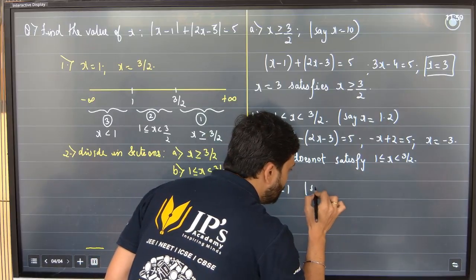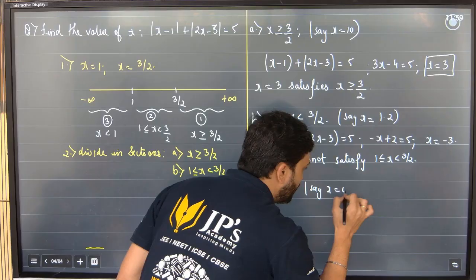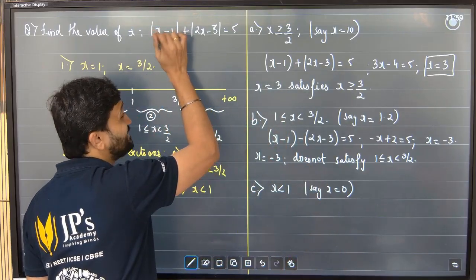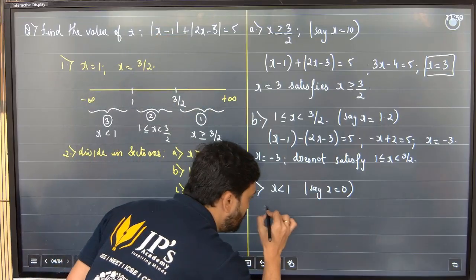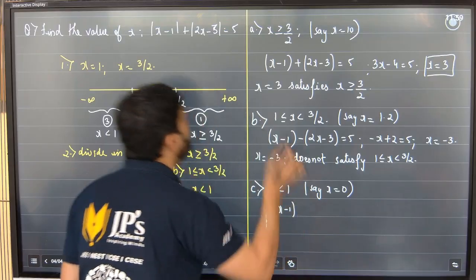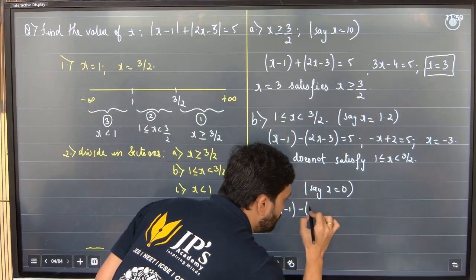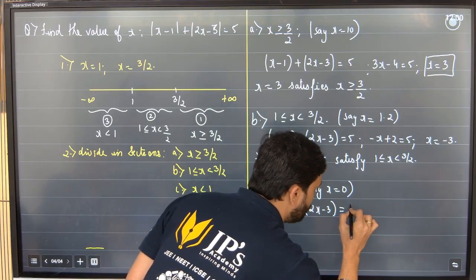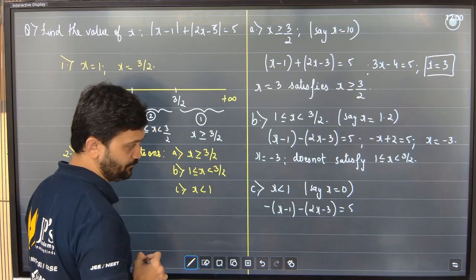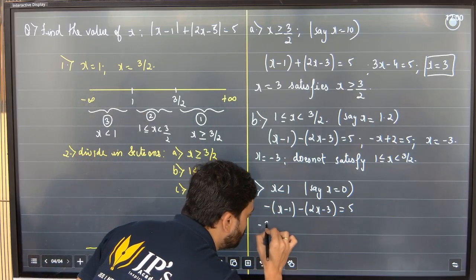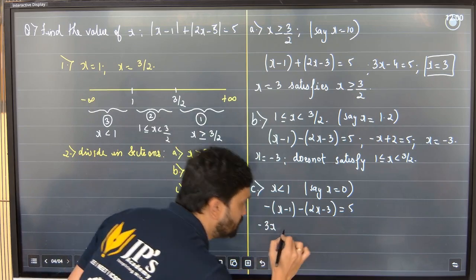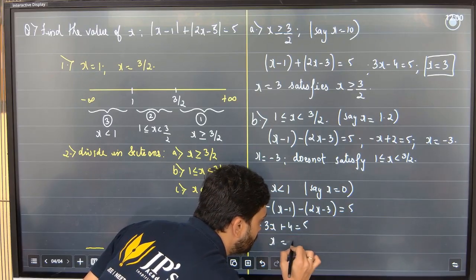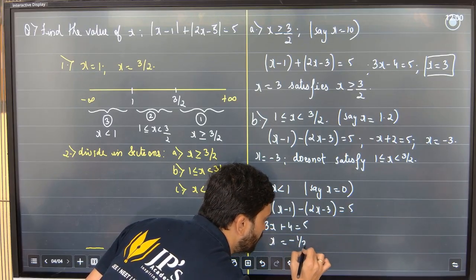Now let's take any value x is less than 1. Say I'll take x is equal to 0. If I substitute 0 in the first part, it will give me a negative answer. If I substitute 0 in the second part, it will give me a negative answer, and that will be equal to 5. If I solve this further, minus x minus 2x will give you minus 3x. 1 plus 3 will give you 4 is equal to 5. And x will become minus 1 by 3.